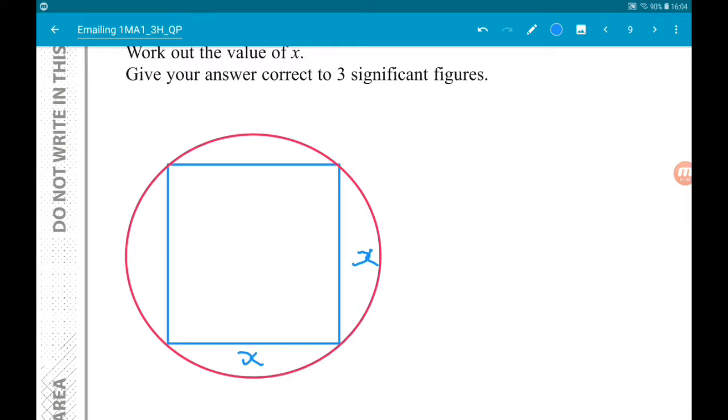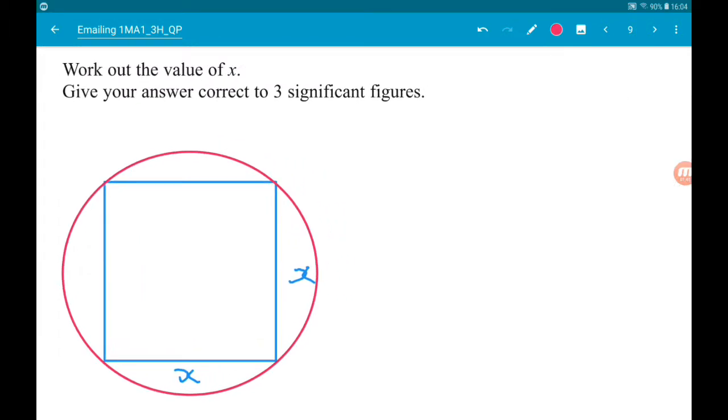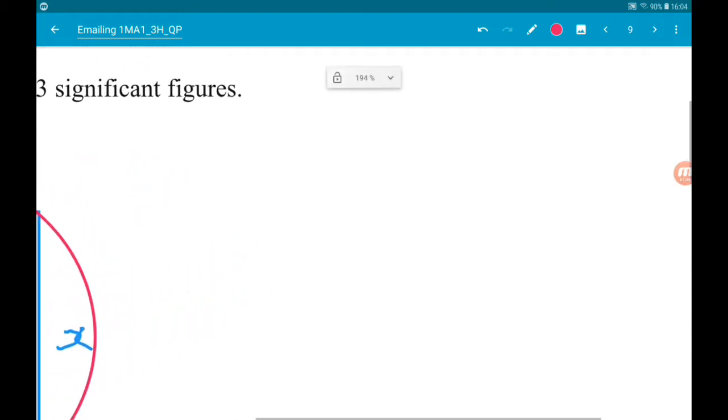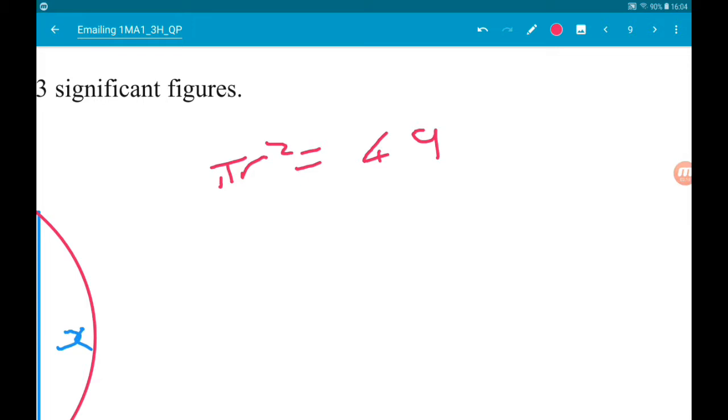So let's start then with the area of the circle. So if you don't know this, it is in my formula video, which is linked down below, from which you can get a printable PDF copy. Good times. So the formula for the area of a circle is pi r squared. So we know pi r squared is equal to 49. So r squared is 49 over pi.